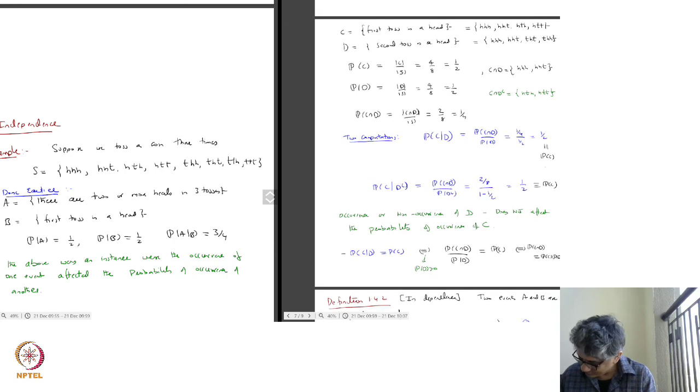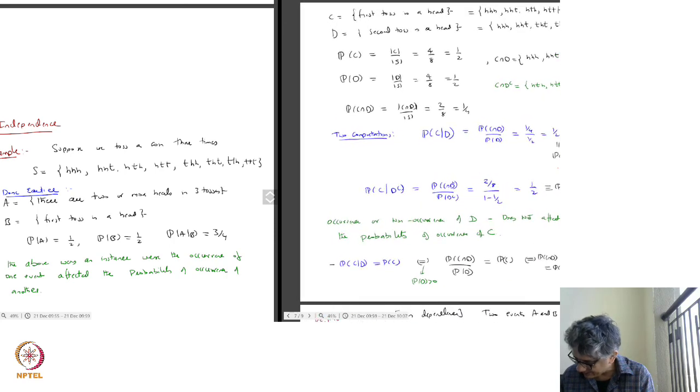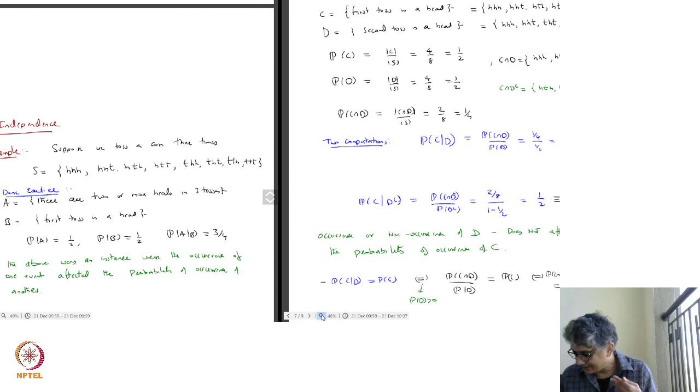So then I said, okay, fine, let's do something else. Let's use the kind of independent functionality. That is, the first toss doesn't affect the second toss, intuitively. So I defined 2 events, C and D. C was the event that the first toss is a head. D was the event that the second toss is a head.